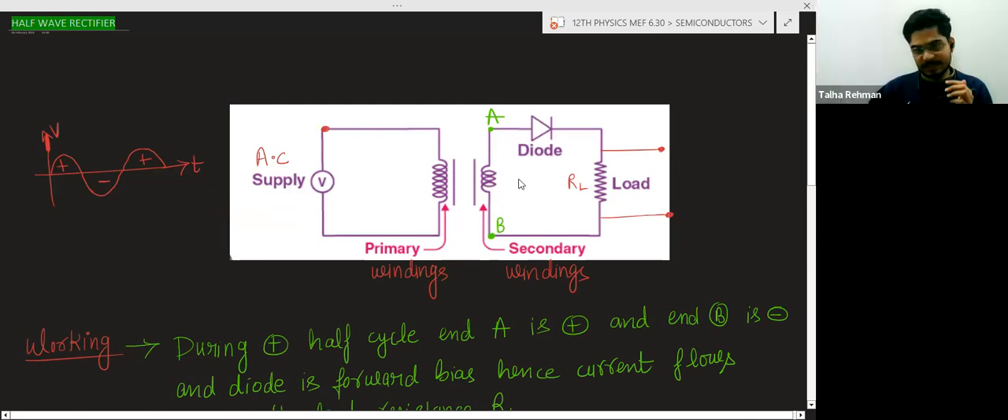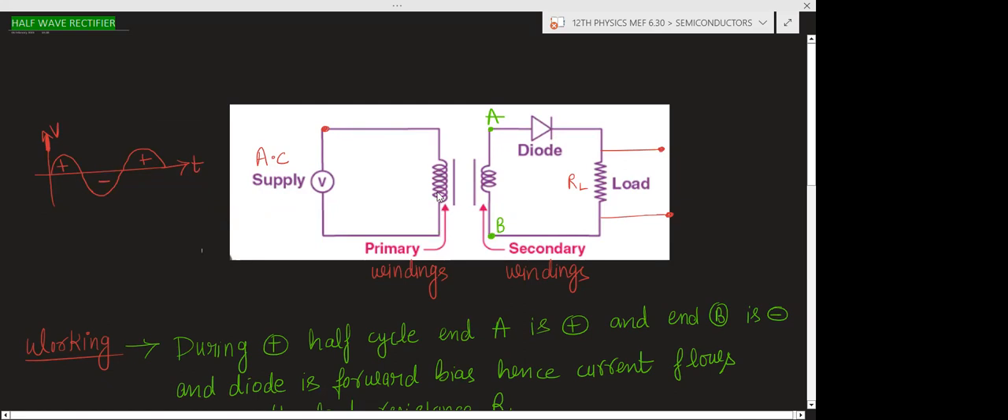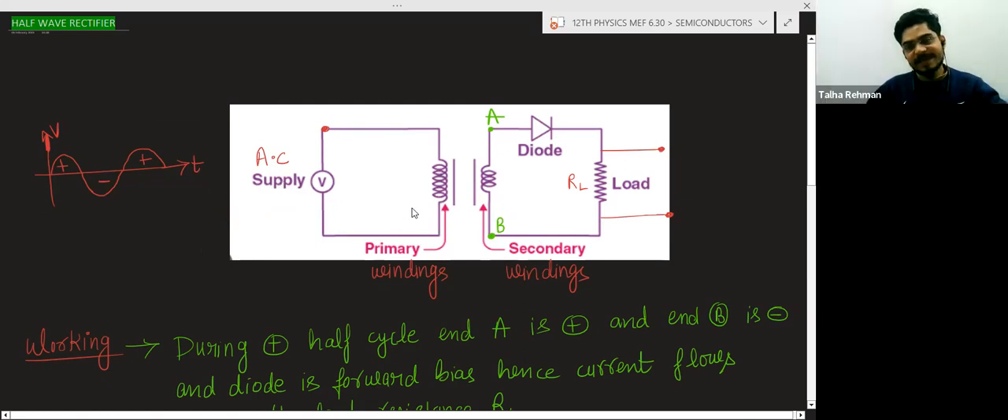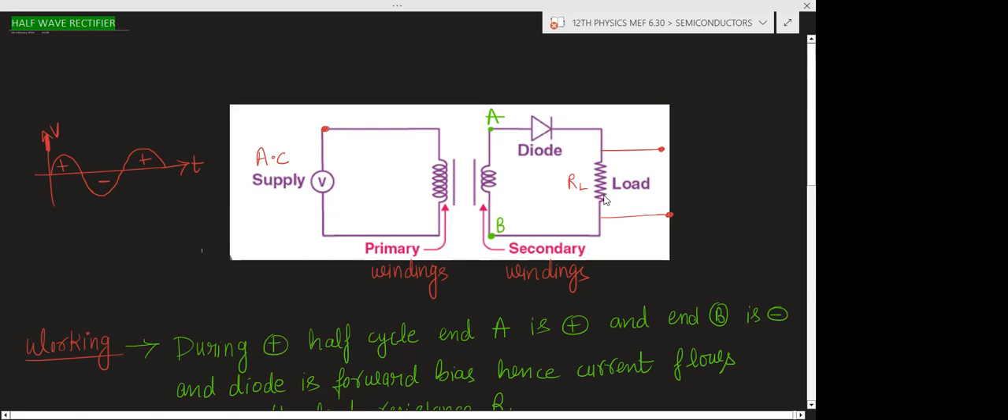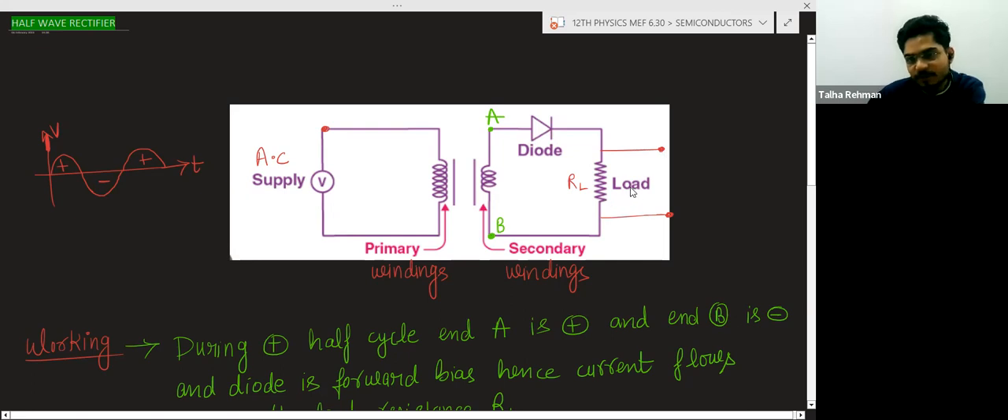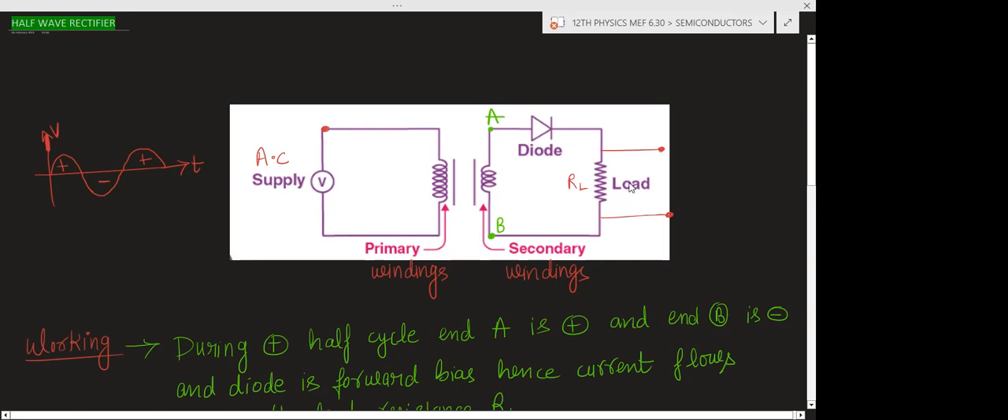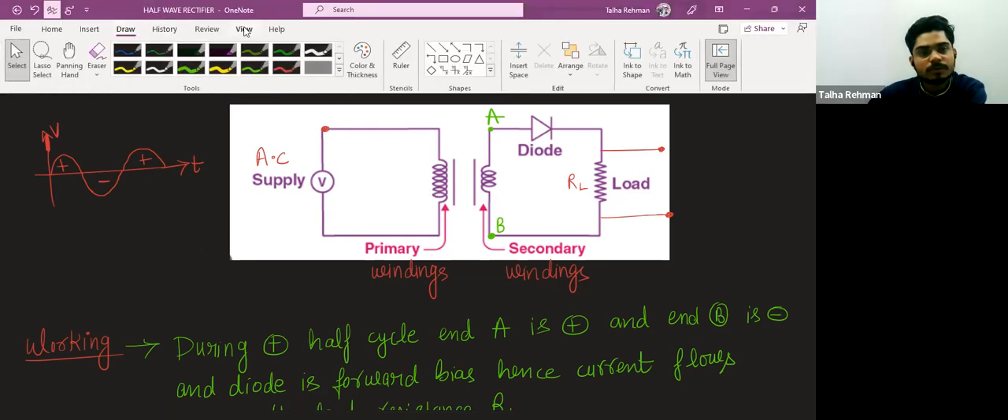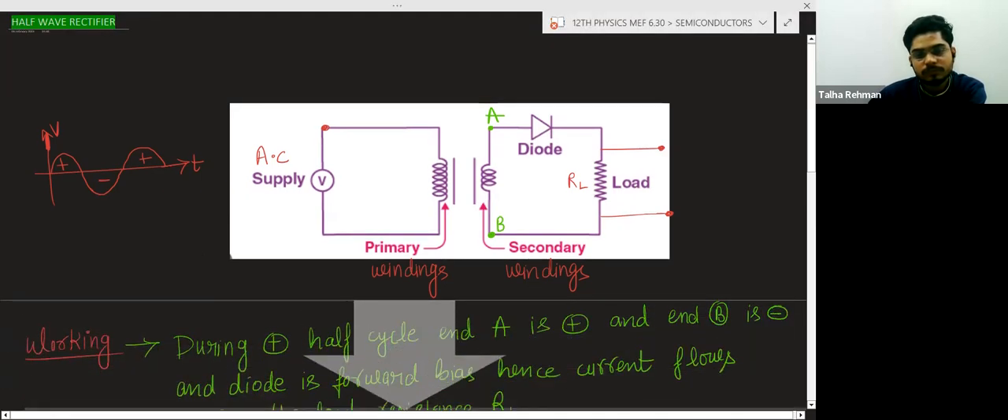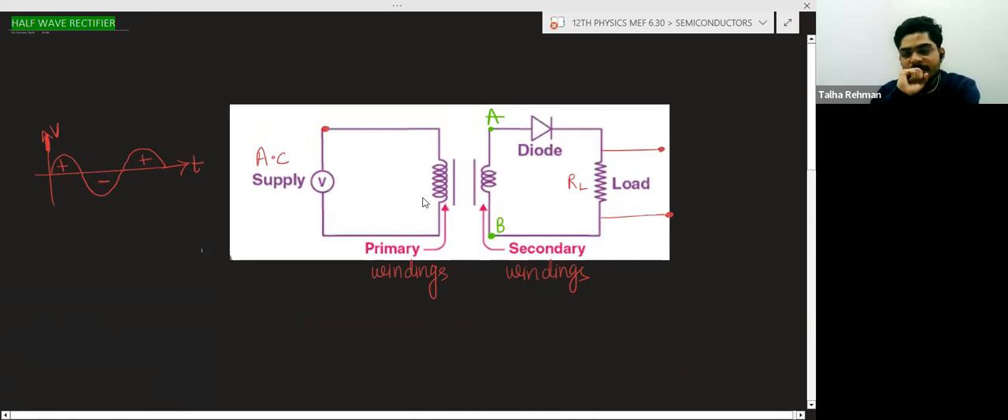What is this? There is a transformer. This is the primary winding, and the primary winding is connected to the AC supply, and the secondary winding is connected to the diode and load resistance in series. And this is the output we will get from the load resistance. Okay, so what will happen now? Take this point as A and this point as B.